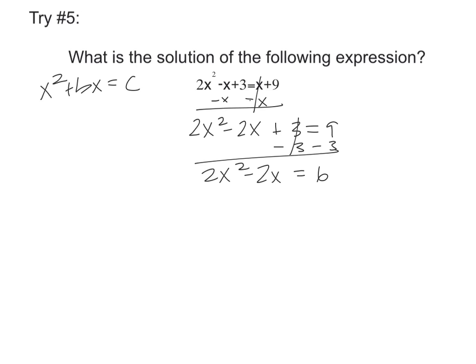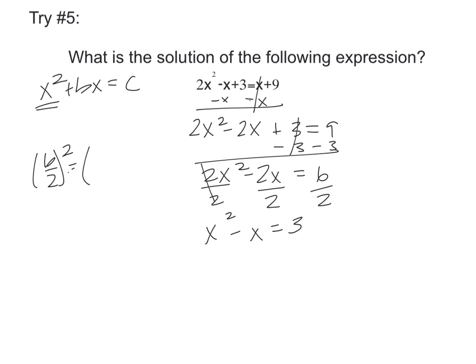Now again, from here, we need a single x, so I need to divide both sides, or everything, by 2. And I'm left with x squared minus x equals 3. All right, from here, we need to complete the square. So remember, that's b over 2 squared. b is negative 1, over 2, and that's squared. So that becomes negative 1/4. Or, nope, it doesn't. It's positive 1/4. Okay, so now we're going to add 1/4 to both sides.